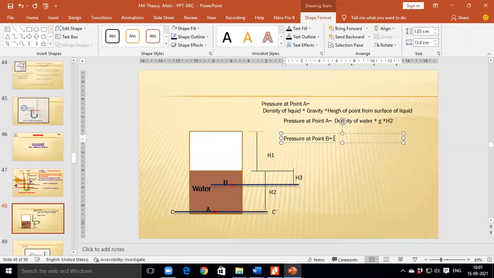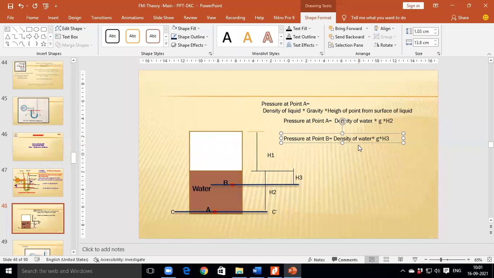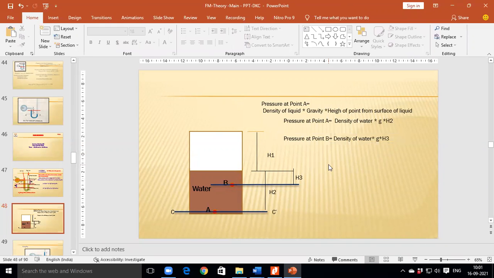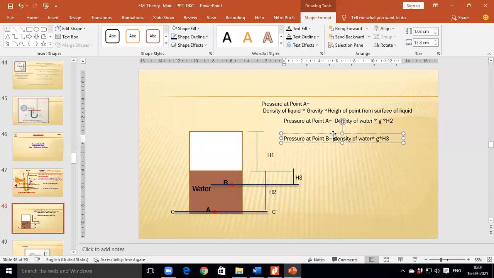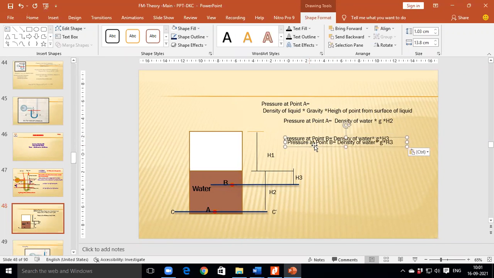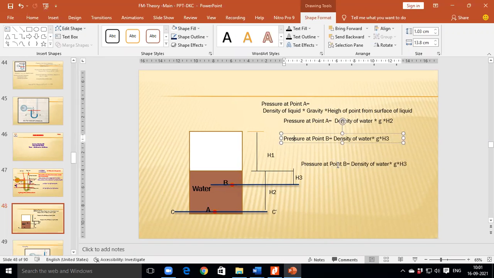So what will be the formula? Density of water, correct, multiply by gravity, again multiply by height. Height is H3. So basic common formula as far as notation wise, its formula is rho GH. We can call it as general formula.